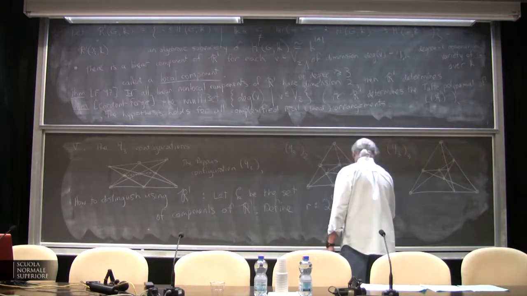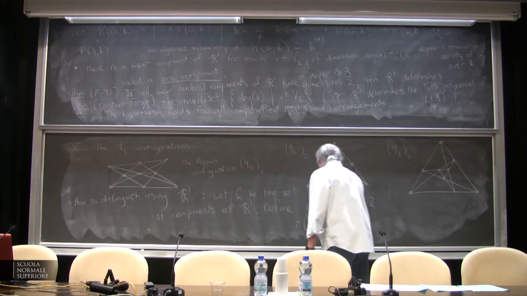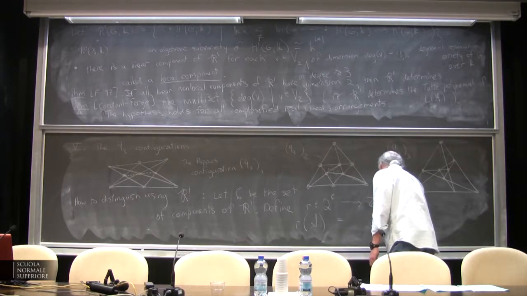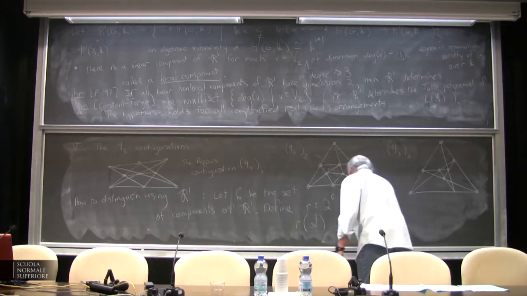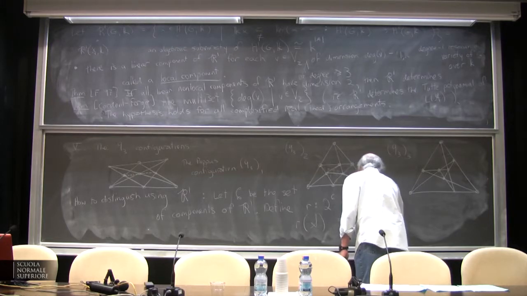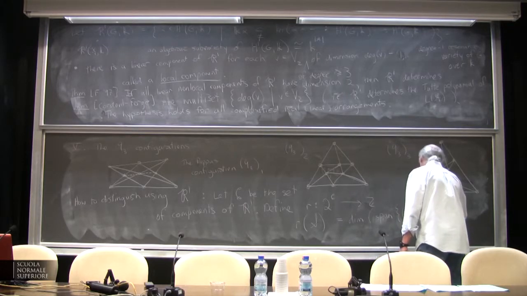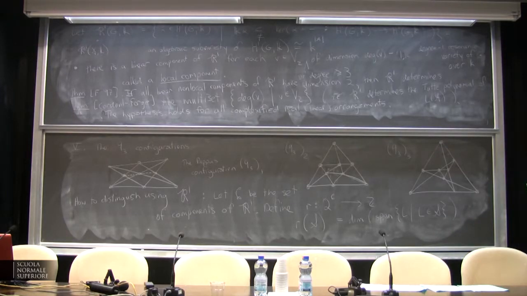Subsets of C to the integers by R of a set of components equals, if this vector space is the sum, take the span. I guess the components are not linear, so let's take the dimension of the span. Okay, so now for every set of components, you can look at the span of their union.